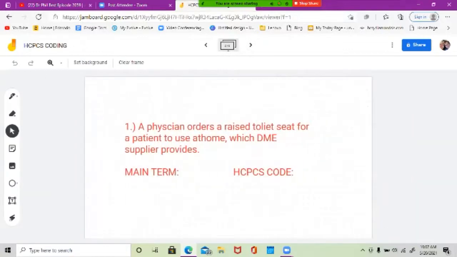Sorry, guys. Okay, so a physician orders a raised toilet seat for a patient to use at home. Sorry, there's no space in between at home, which DME supplier provides. DME stands for durable medical equipment. So what are we looking for? A raised toilet seat. Yeah, a raised toilet seat.